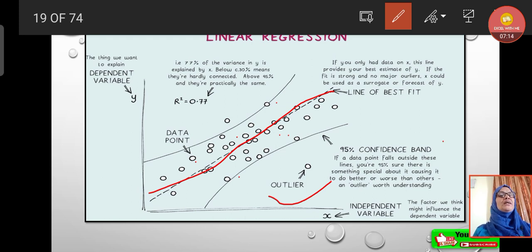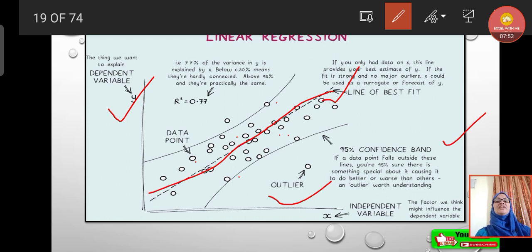The 95% band is the confidence band. And what happens? The thing we want to explain is the dependent variable, and then there is the line of best fit. This is the line of best fit. If you only had data on x, this line provides you a best estimate of y. If the fit is strong and there is no major outlier, x could be used as a surrogate or forecast of y.